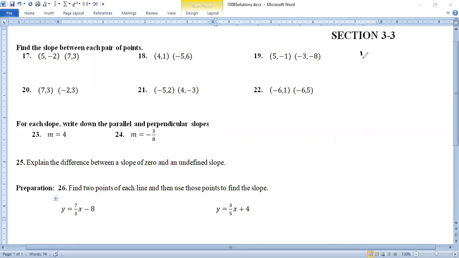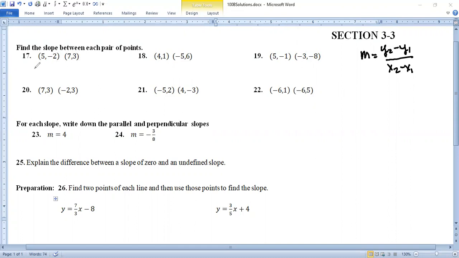Find the slope between each pair of points. For the slope, we have the formula that we developed: y2 minus y1 over x2 minus x1. This could be flipped around and be y1 minus y2 over x1 minus x2 and get the exact same thing. The important thing is that we subtract the y's over subtracting the x's, and that's the most common problem there. So let's start with number 17.